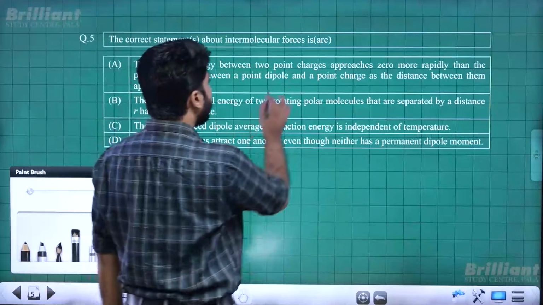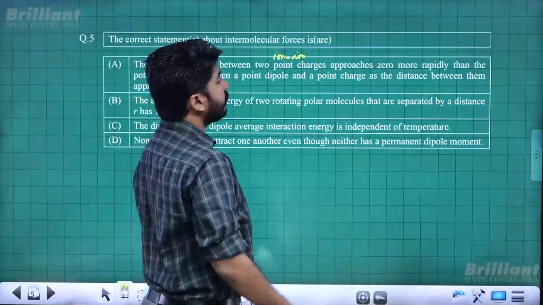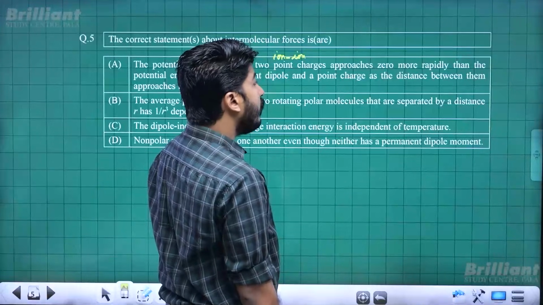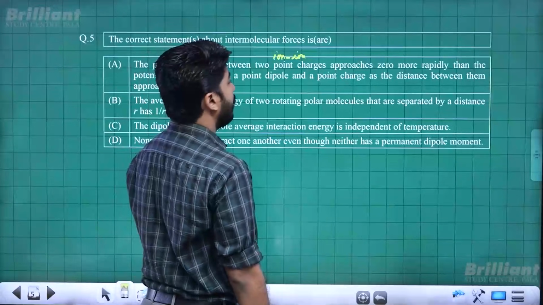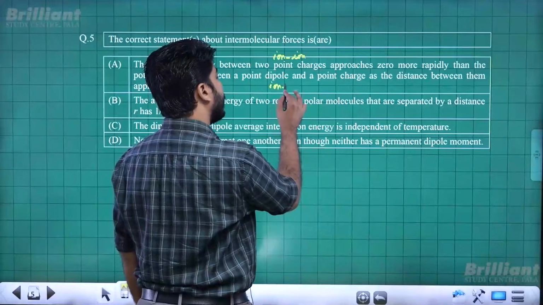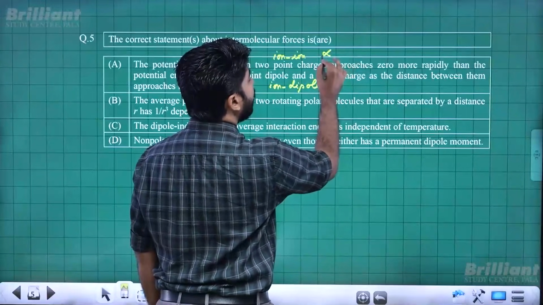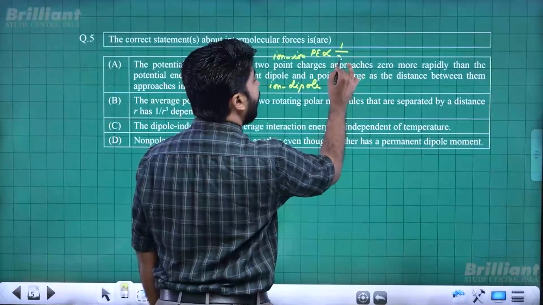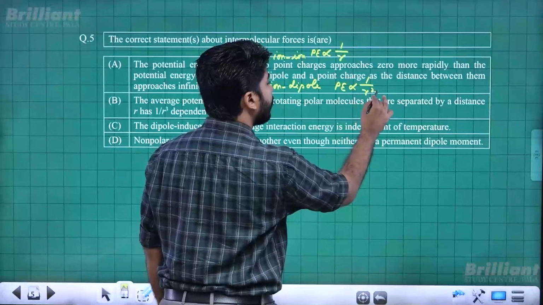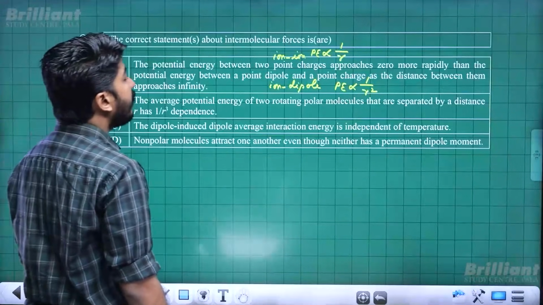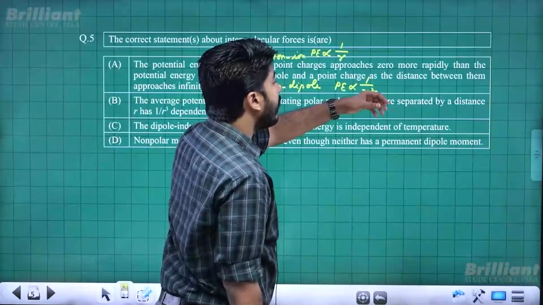than the potential energy between a point dipole and a point charge. 2 point charges, this is ion-ion interaction. Let's assume it is ion-dipole interaction. Ion-ion interaction energy, potential energy, is proportional to 1 by r, and ion-dipole potential energy of interaction is proportional to 1 by r square. So it is clear that this statement is wrong. Ion-dipole interaction is the one which approaches 0 more rapidly as r increases.